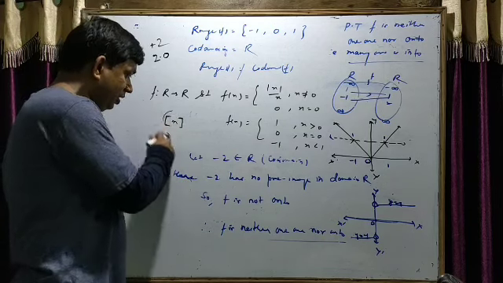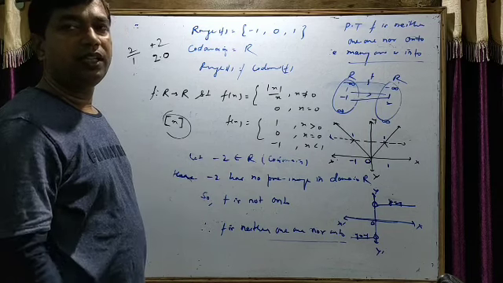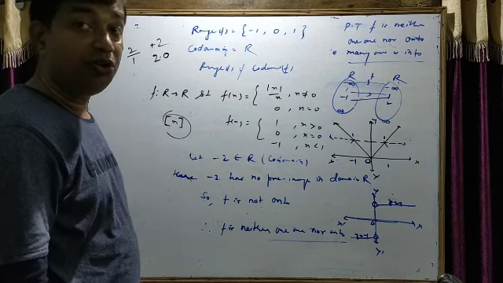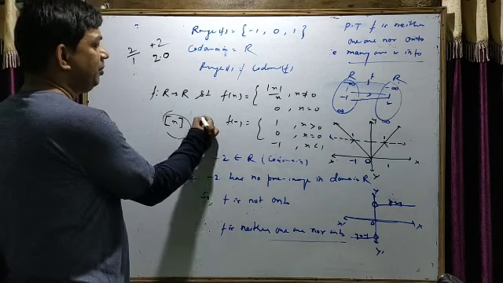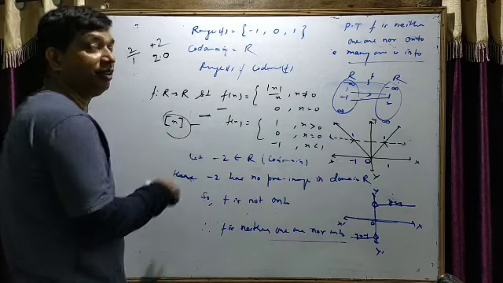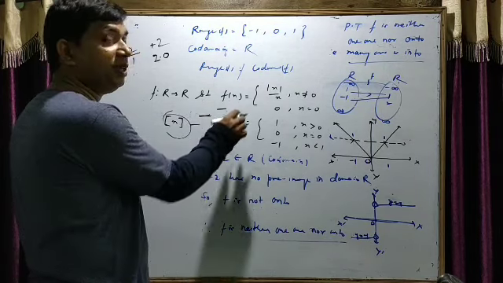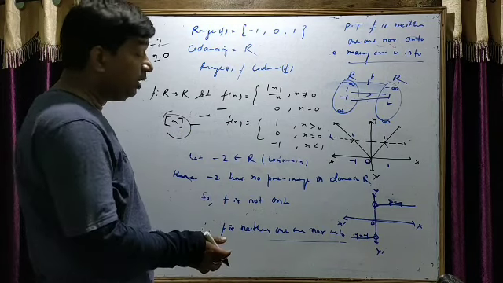The Signum function and the greatest integer function, you can say the step function is also neither 1-1 nor onto. Why? Because when you draw the graph, it becomes a straight line like this. This type of line will come. It is parallel to the x-axis. That means two distinct elements have the same image. So it is many-one, not 1-1.